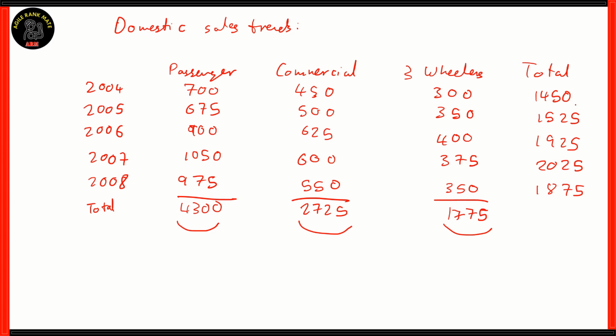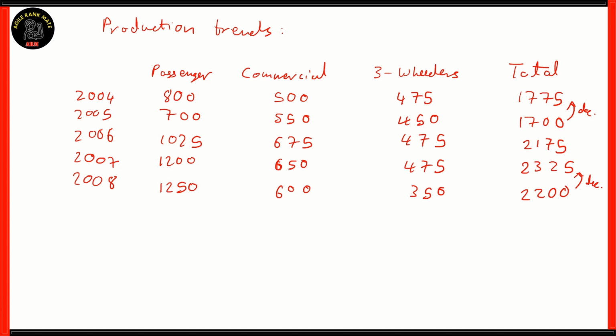Now, if you look at 2005, there is an increase. If you look at 2006, there's an increase. If you look at 2007, there's also an increase. However, between 2008 and 2007, there was actually a decrease in the units sold domestically. And if we look at the production trends, 2005 is also a year where production decreased, and 2008 was where production decreased. So the 2 years that we need to focus on are actually 2006 and 2007.